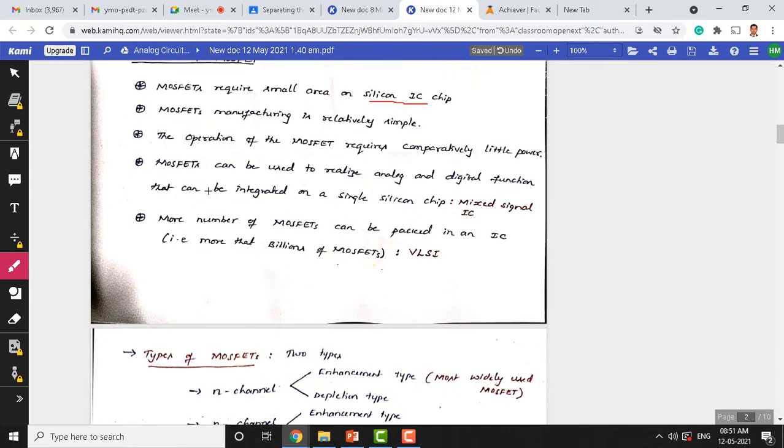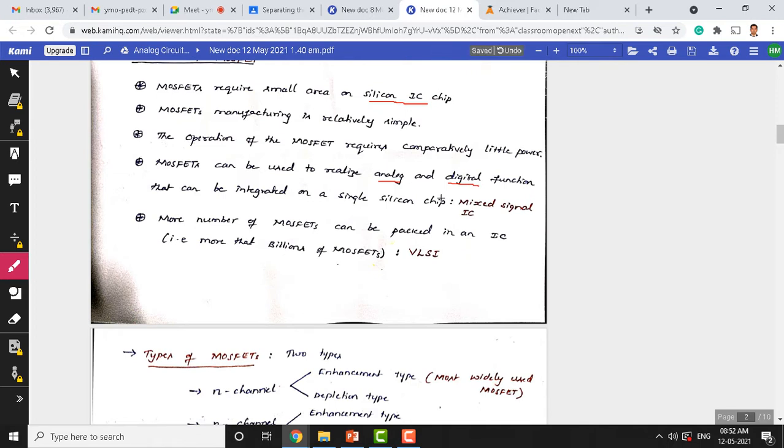MOSFETs can be used to realize both analog and digital functions as well. They can be used for amplifier design, PLLs, op amps, in a variety of analog circuits. And for digital functions, MOSFETs can be used to realize logic gates such as AND gate, OR gate, NOT gate, XOR gate, and many digital logic functions like multiplexers, encoders, decoders, flip flops. Everything can be implemented using MOSFETs. So MOSFETs in general can be used to realize both analog and digital functions.